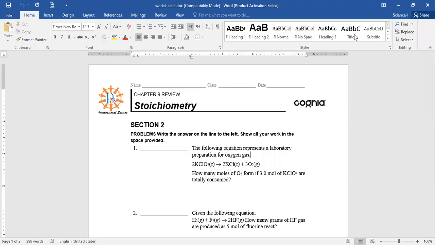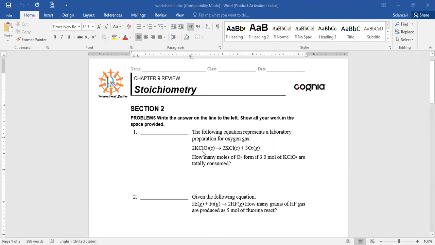Okay, guys, today inshallah we're going to continue practicing on chapter 9, section 2, the ideal calculations of stoichiometry. We're going to keep working on some problems, the same as we did last time. We're just going to practice the different types.